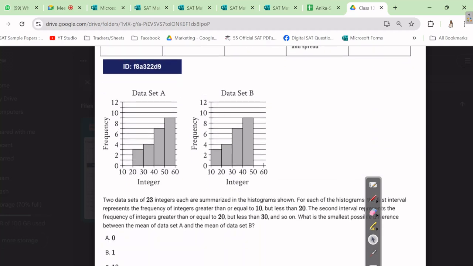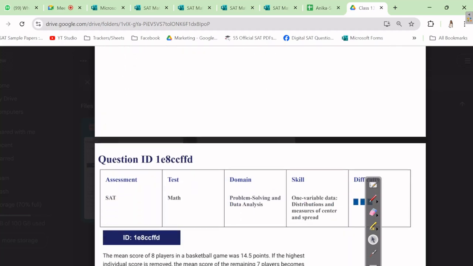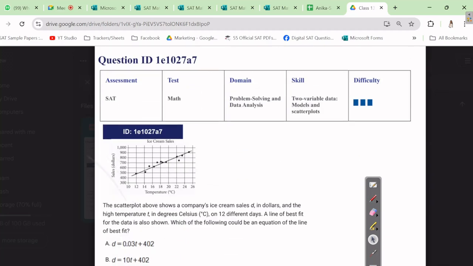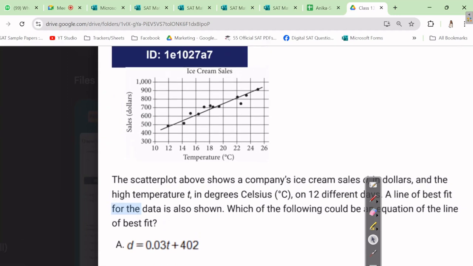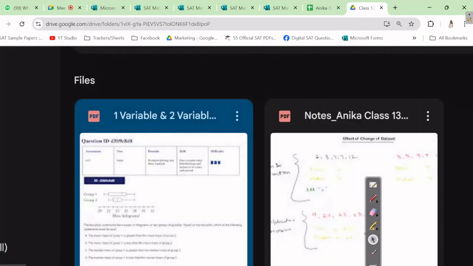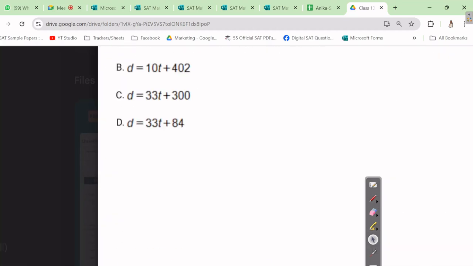Okay, this question I wanted to discuss. Now I want to do one question from two variable data set. Questions like these. So this is a scatter plot, Anika, and you can see there is a line of best fit.